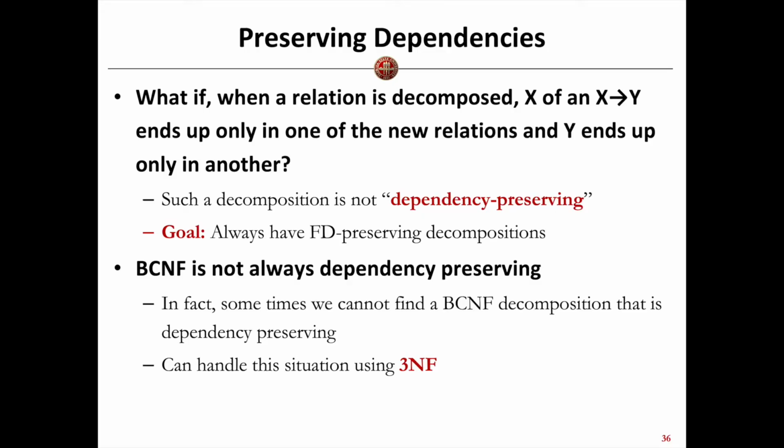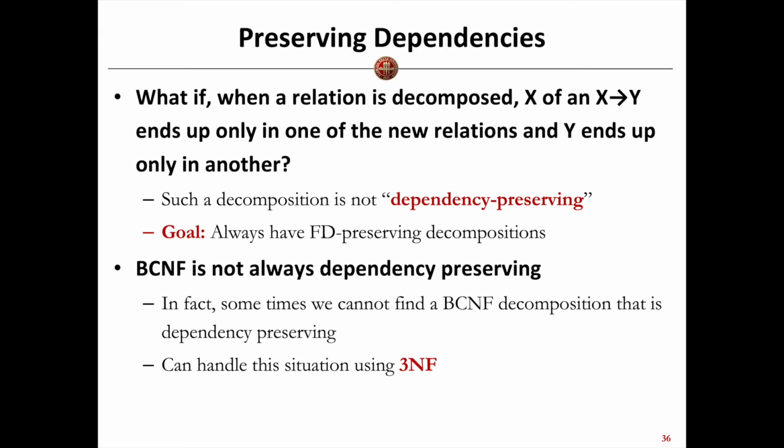Okay, so far we have just two different decomposition criteria. The first one is to reduce the redundancy. We do this by introducing BC normal form decompositions. We also need to make sure we don't have any information loss, and we introduce lossless decompositions. Besides these two criteria, another very important criterion is to preserve the dependencies we have on the relations.